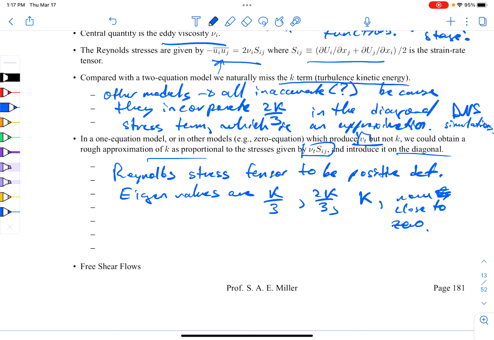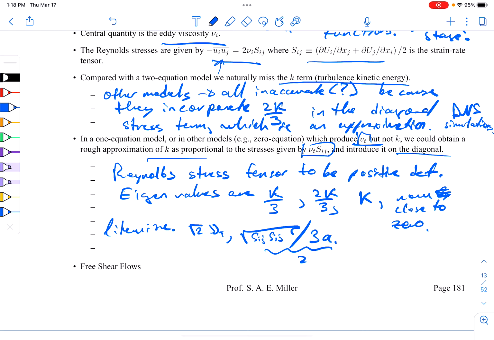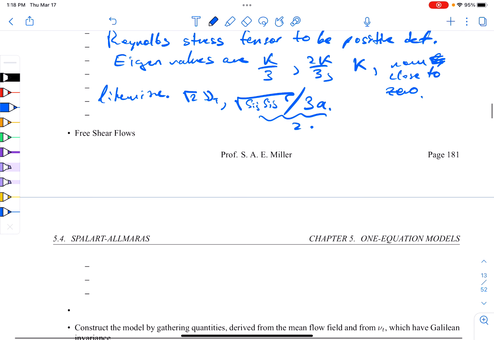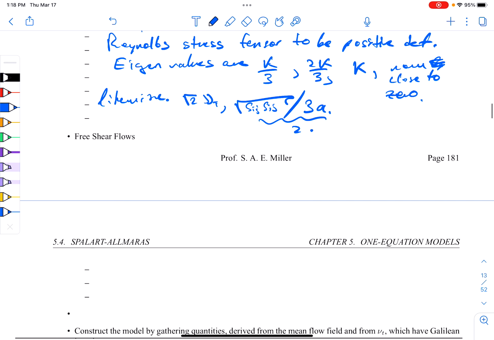And this is just general trends for most of the engineering-based flows they look at. Likewise, in eddy viscosity models, these same eigenvalues in the tensor will be something like square root of 2 nu_t square root of Sij over 3 times a constant. And, well, you have 2 of these. Okay, leave that there, sorry, going too fast.